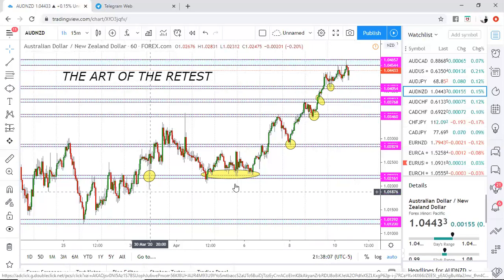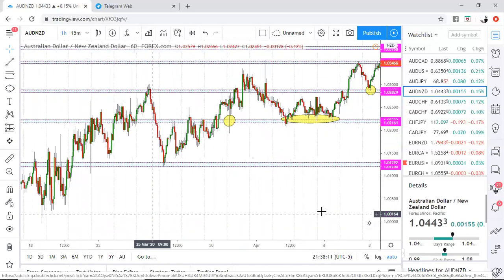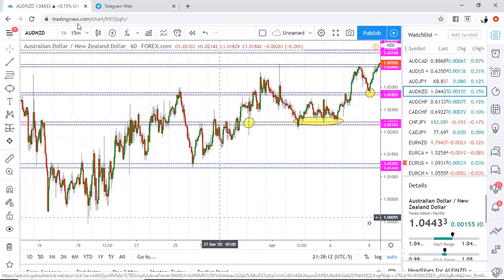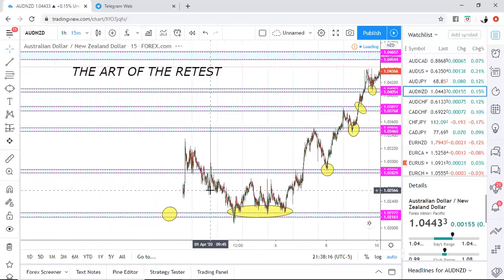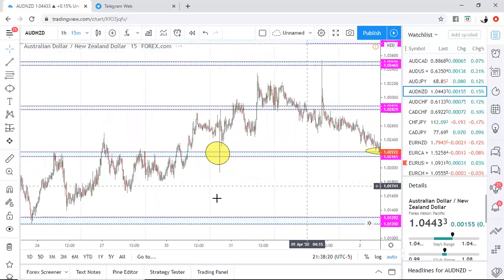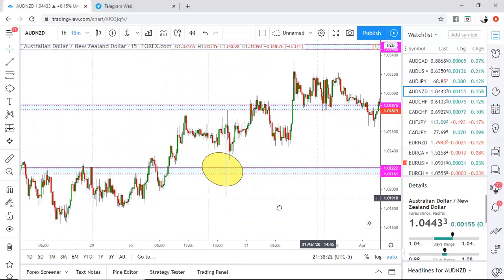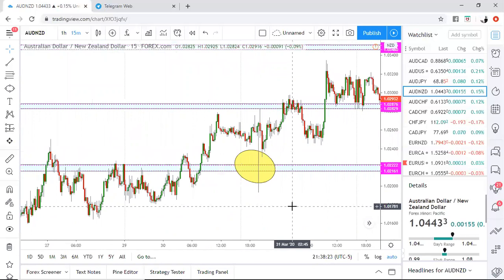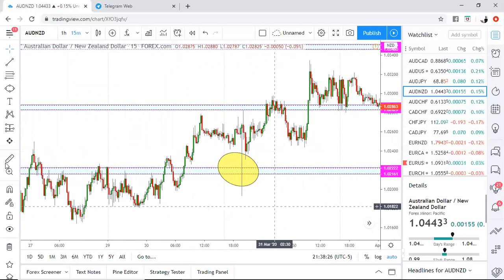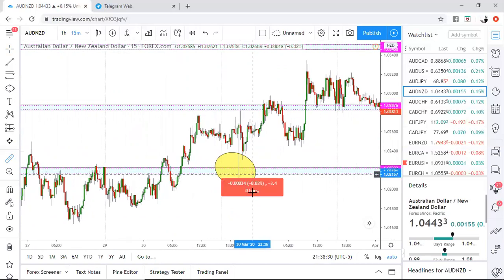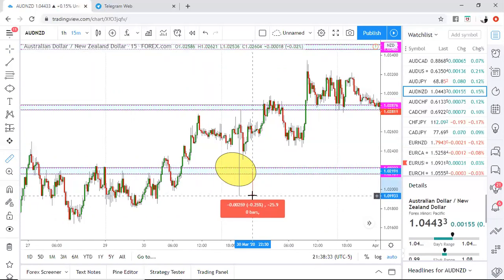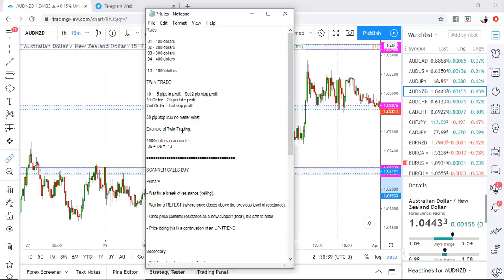So let's go a little bit more in detail on this. I'm going to drop down to the 15-minute time frame and go back to one of the first retests. Now, this might be hard to tell, but this was actually a loss of 25 pips. But if you're familiar with the strategy, you'd know that we use a 30 pip stop loss no matter what.